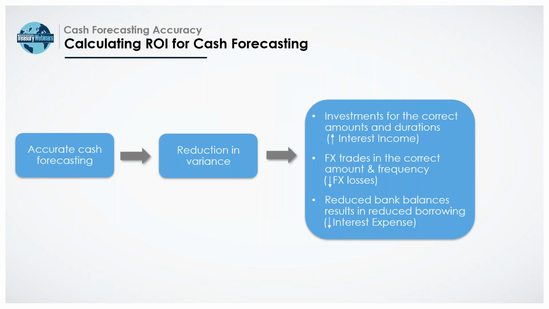So then reduction in variance, so that just gives you a little bit more specifics there. It helps you invest the correct amounts and durations for your interest income side of it, make FX trades in the correct amount and frequency, mitigate your FX losses, and then reduce your bank balances, which results in reduced borrowing. So I think it's really important that we show you how to easily make that business case.